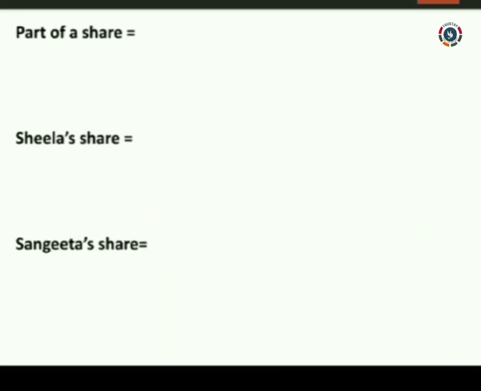Next, we are going to find the part of a share. The total number of pence is 20 and your sum of the ratio is 5. 20 divided by 5, you will get the answer as 4. So, the part of share is 4.